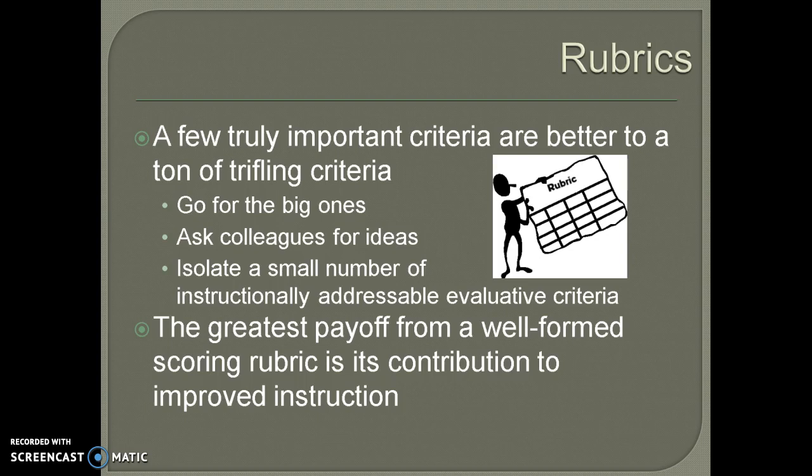So there are some criteria to consider. If you only look at a few criteria, it's going to be much better, because then you won't be overwhelmed. The student won't be overwhelmed. So just consider the most important things that you want students to get out of the rubric. What types of skills do you want to be able to assess? What's important? You can ask a colleague for help, someone who has taught that subject or used rubrics. But you want to isolate just a few instructionally addressable criteria.